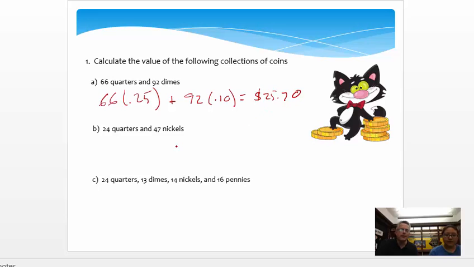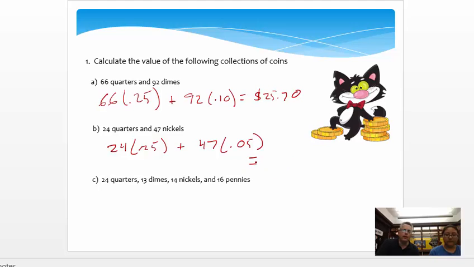Easily gets a lunch for a few friends. All right. Suppose we had 24 quarters and 47 nickels. So we have 24 times 0.25, the number of quarters times their value, plus we have 47 nickels. Each nickel is worth 0.05, not 0.5, but 0.05.